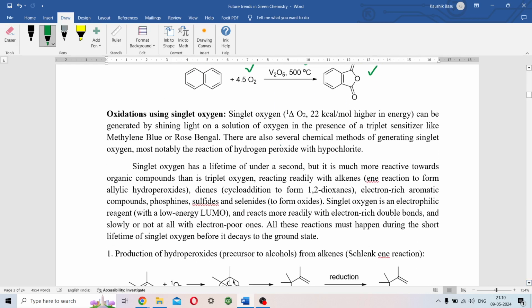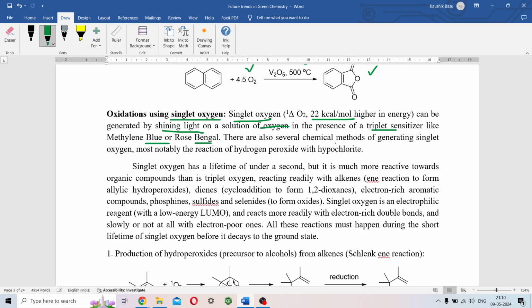Now here we discuss another pretty unique oxidizing agent, which is singlet oxygen. The ground state of oxygen is triplet, as you have known for a long time from your inorganic classes, that molecular oxygen ground state is triplet. But if you go to the excited state, then it's a singlet oxygen that exists, which is 22 kcal per mole higher in energy, and that can generally be generated by shining light on a solution of oxygen in the presence of a triplet sensitizer like methylene blue or rose bengal.